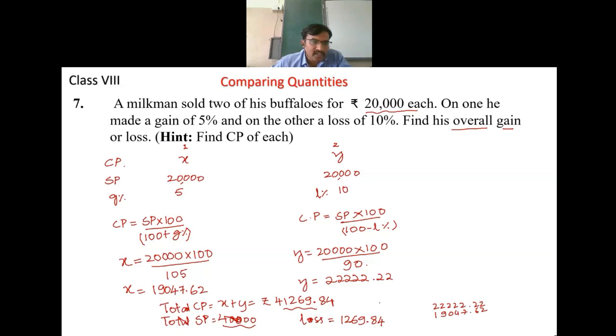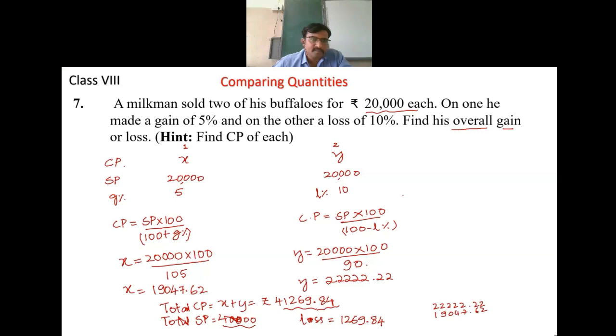Is it clear? Divided by CP into 100. Divided by 40,000 into 100. 1269.84 divided by 40,000 into 100. It is not 40,000. There you will go wrong. It is 41,269.84. This should be considered.